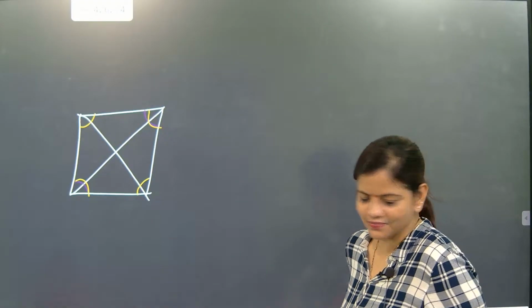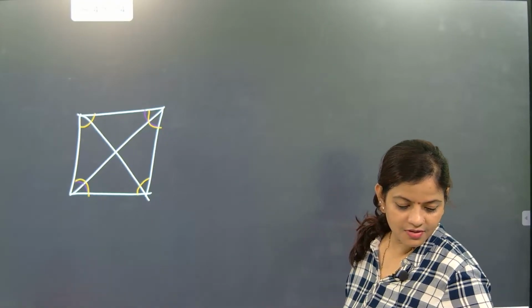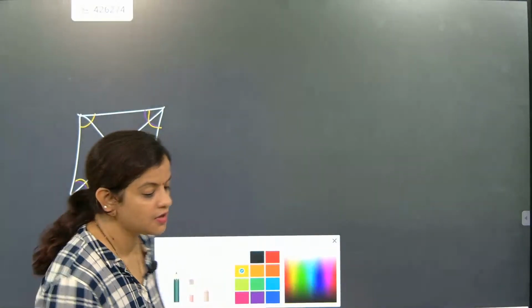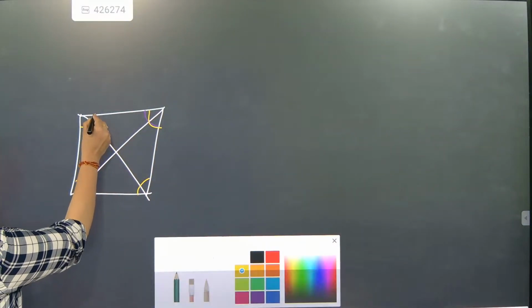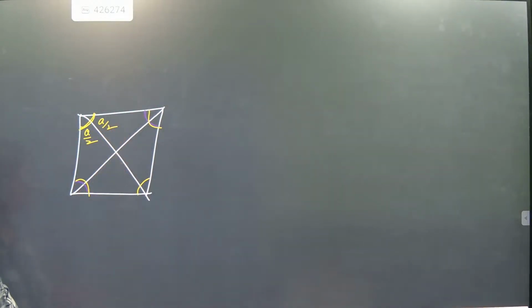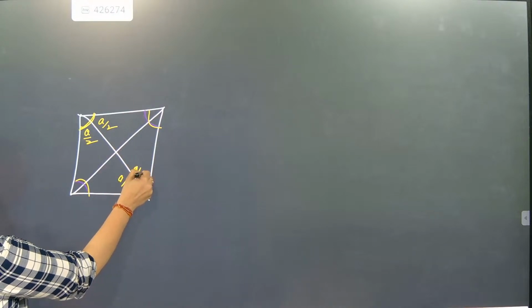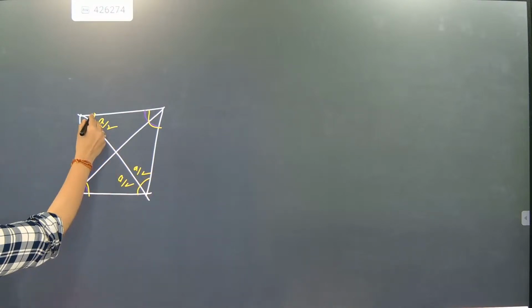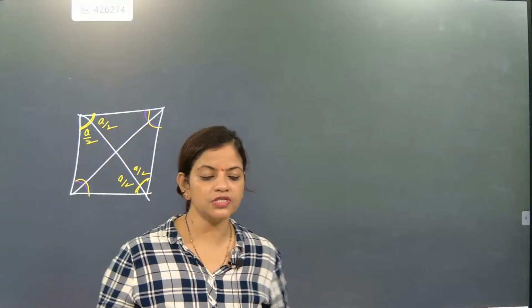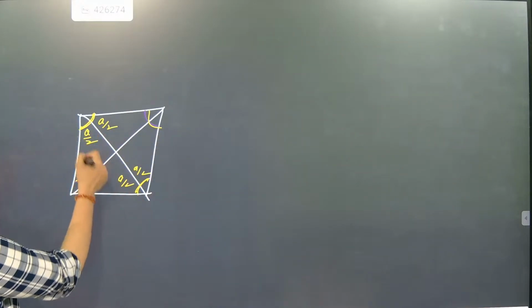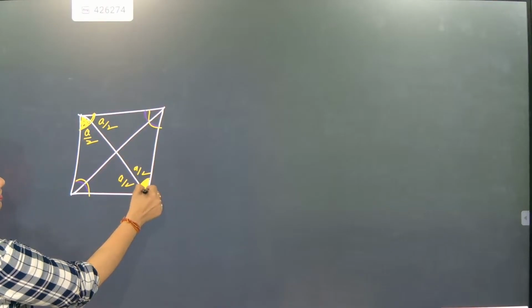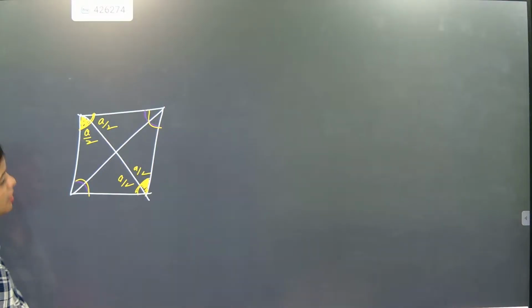Now look here. This total is there, so this part will become A by 2, this part A by 2, this part A by 2, this part A by 2. If this is A and this is A, because opposite angles are equal, so this will become A by 2. So this angle A by 2 is equal to this angle A by 2. Done. Correct?